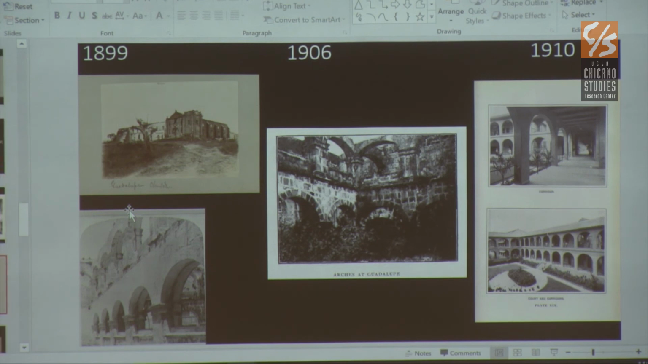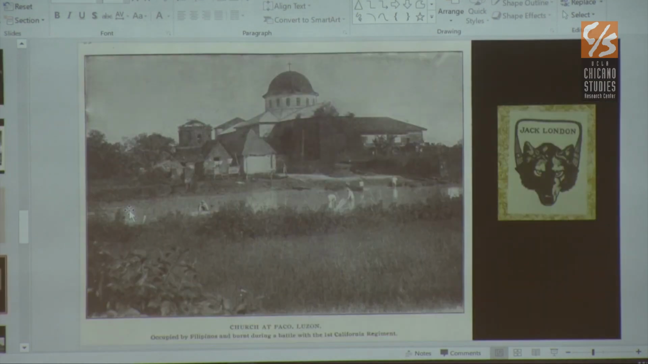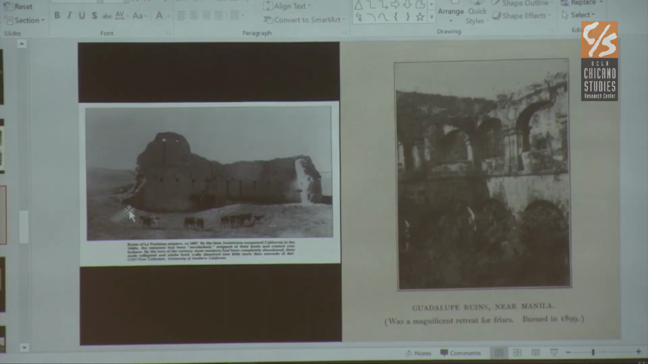Now, I'll just give you one more time to look at the caption of the Beatty image. Guadalupe ruins near Manila was a magnificent retreat for friars, burned in 1899, and this is actually almost exactly after it was burned by the US troops.